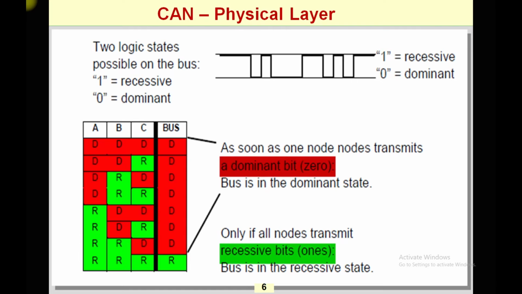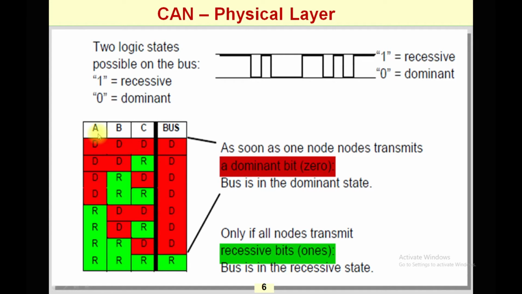CAN physical layer logic. If there is logic 1, it is called recessive with respect to CAN. If it is logic 0, it is called dominant. Logic 0 means dominant, logic 1 means recessive. So all the nodes are interconnected with the CAN bus, and the CAN bus uses wired AND logic.